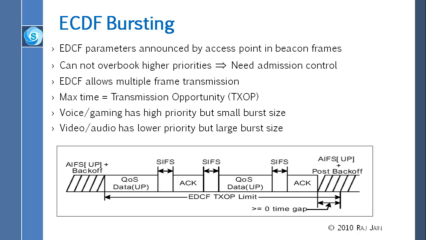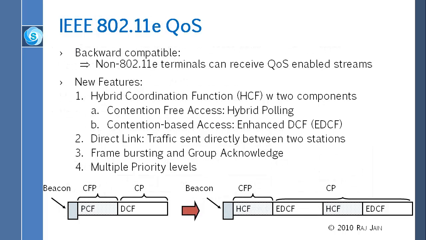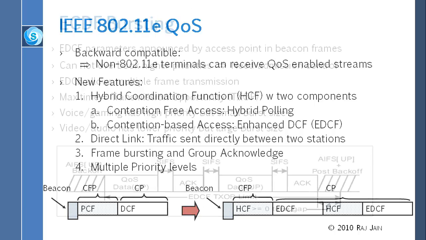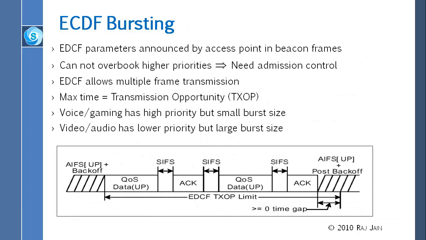And what is not shown here, actually, there are 2 different things. Frame bursting and group acknowledgement, they are 2 different things. What I have shown here is frame bursting. So I am transmitting multiple frames. However, each frame is acknowledged. So this is not a group acknowledge. Another alternative would have been to have multiple frames and then 1 acknowledgement. That would be group acknowledge. So these 2 are independent concepts.